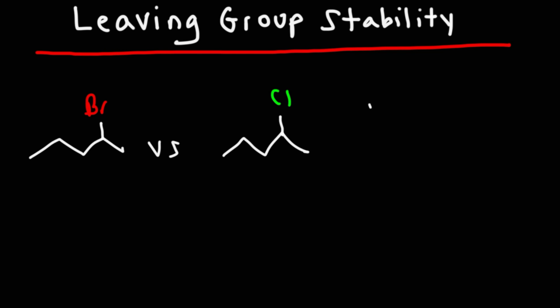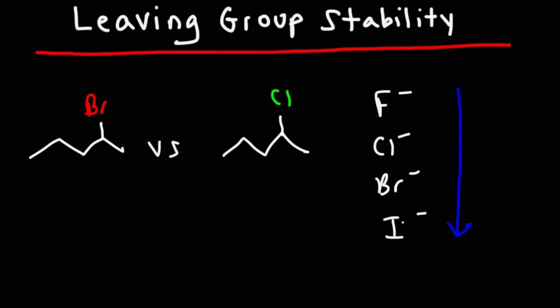For the halogens, here's what you need to know. Leaving group stability increases towards iodide. Now you might be wondering why. Iodide is a more stable ion. It's a weaker base than fluoride. Weak bases make good leaving groups. Strong bases are bad leaving groups.